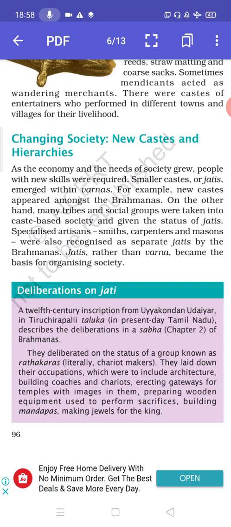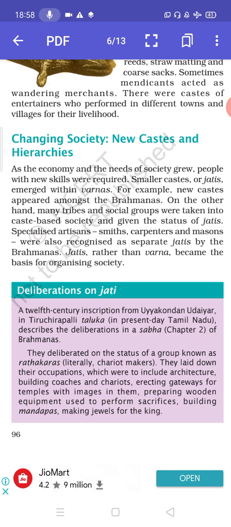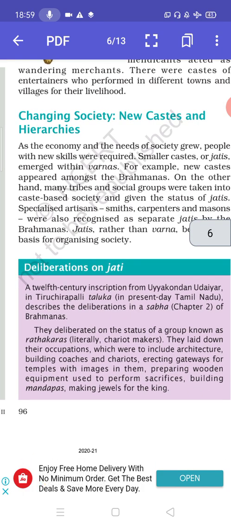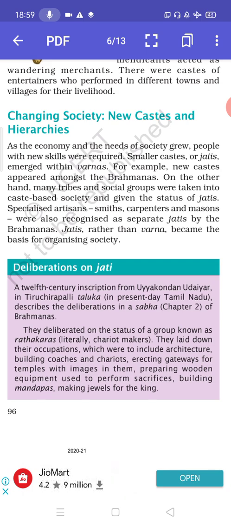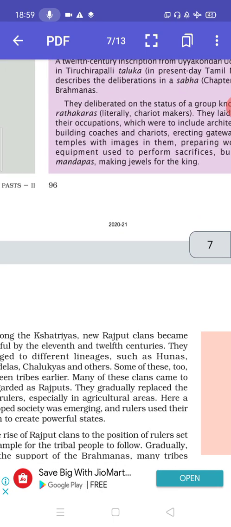So in the 12th century, they are talking about a group known as Rathkaras. Their work was to build coaches and chariots. They made the gateways for the temples with the images in them. Then they prepared wooden equipment which was used for performing the sacrifices, etc.